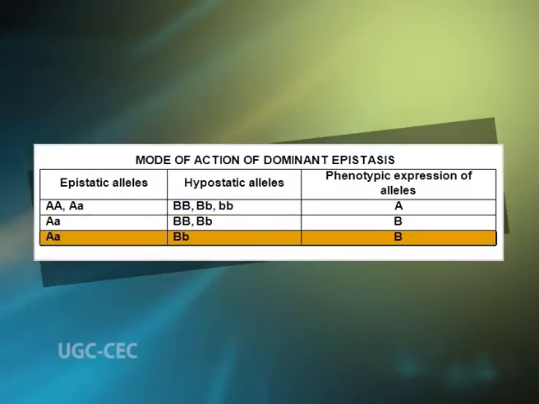And in the third row, you can see the epistatic alleles are capital A small a and the hypostatic alleles are capital B small b, and the phenotypic expression of alleles in this case is capital B.